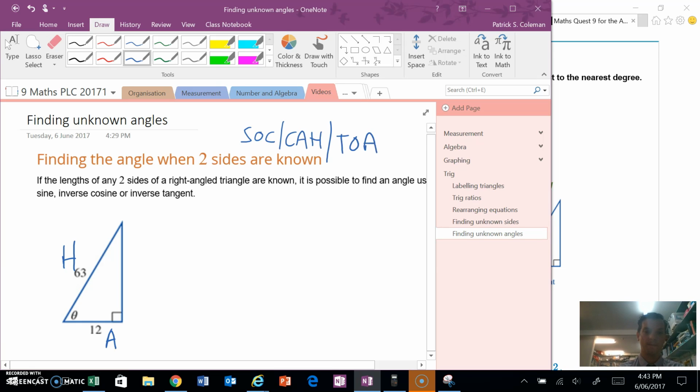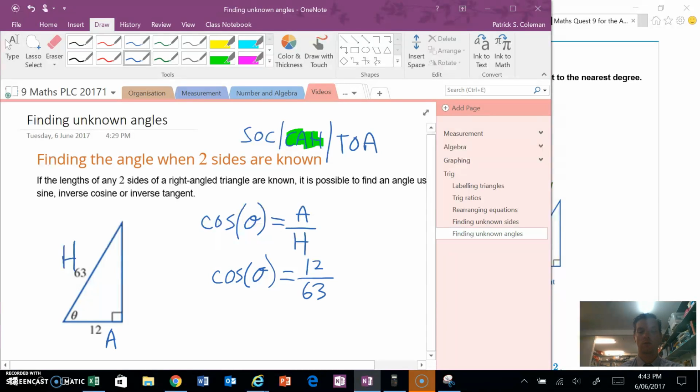So we can see if we're talking about the adjacent and the hypotenuse, we're going to be using the cosine ratio. So we've got cos theta equals adjacent over hypotenuse. So the adjacent in this situation is 12 and the hypotenuse is 63.